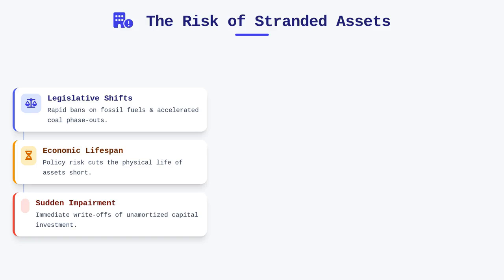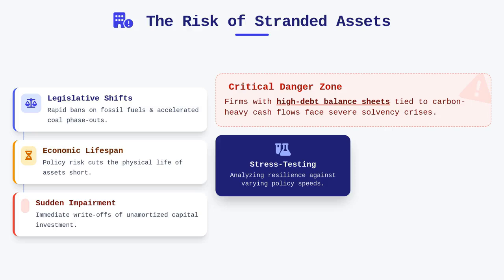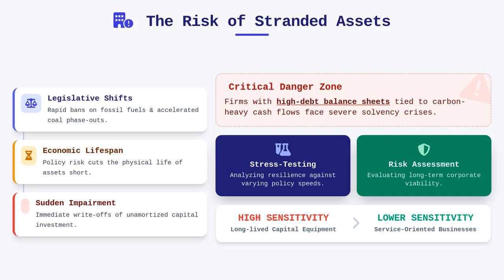If a utility plant is forced to shut down 10 years earlier than planned due to new emission standards, the unamortized capital investment must be written off immediately. This scenario is particularly dangerous for firms that have loaded their balance sheets with debt based on projected cash flows from those specific assets. We must analyze these risks by stress testing the resilience of firms against different policy implementation speeds. Those that rely on high-carbon, long-lived capital equipment are inherently more sensitive to these policy shocks than service-oriented businesses.